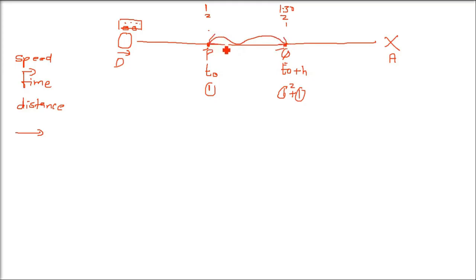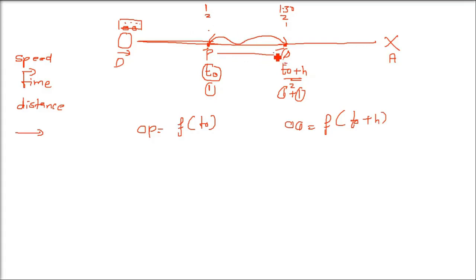Now I'll ask you the question, what is the distance? As I said, the distance will be simply this, say, h. So what is the distance here? OP. As I said, OP is a function of time. I'm saying that everything is a function of time here. So let us take a function. The distance is a function of time. OP is f(t0). What about OQ? Same logic. OQ is what? Function of time. So now what is the time at Q? t0 plus h. So you have taken some extra time h. Of course, you have traveled a distance, so you have to have extra time.